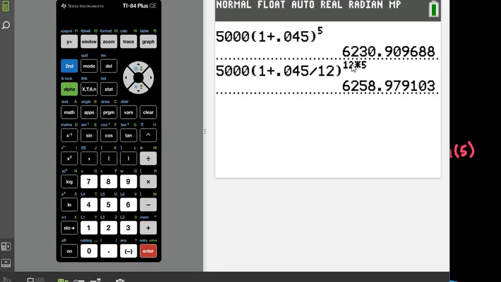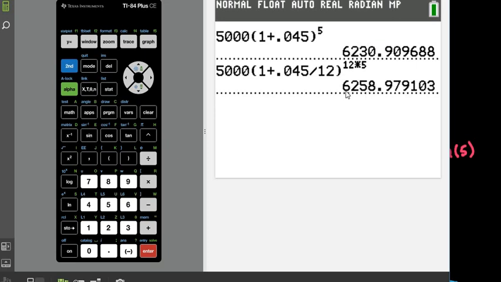Because we compounded it 12 times per year, that means that we compounded it a total of 60 times over 5 years, since 12 times 5 is 60. So notice that we ended up with an additional $28. So the more times per year that something is compounded, the larger the amount is going to be.